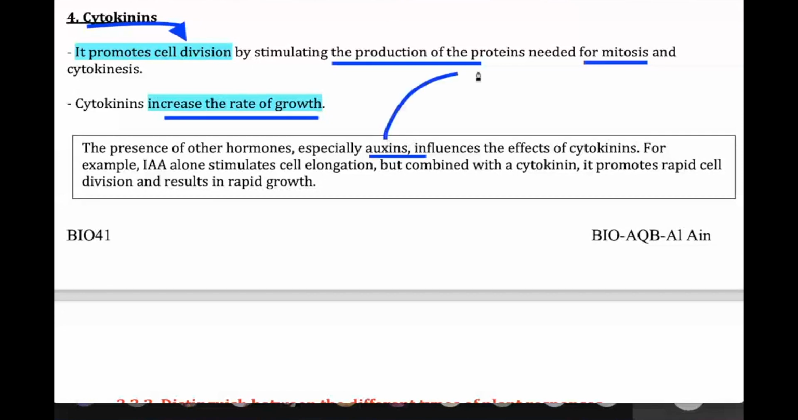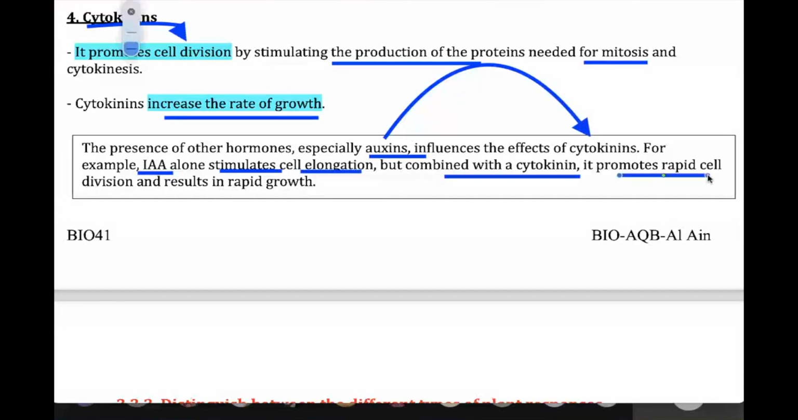So it means that auxin is working with cytokinin. For example, auxin alone, IAA stands for indole acetic acid. You don't need to learn it, but remember that if you see IAA, it means auxin. Auxin alone stimulates cell elongation, but combined with cytokinin, it makes it faster. So with only auxin, it may let 10 cells be produced.